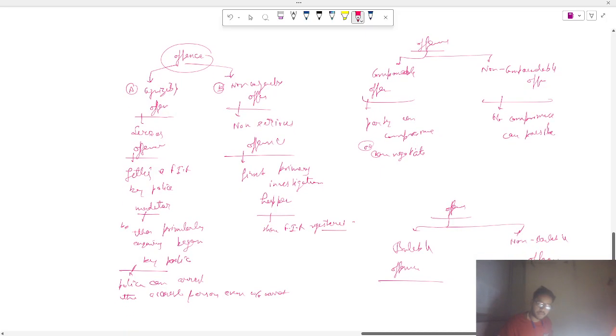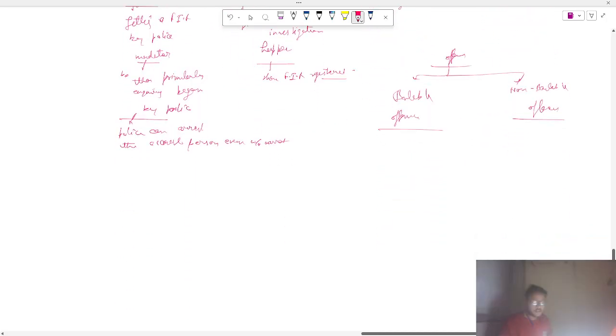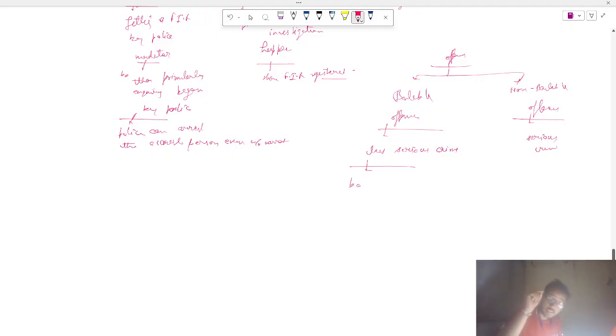So what do we mean by bailable offense? Bailable offenses are basically the less serious crimes, and non-bailable offenses are the serious crimes. In a bailable offense, bail is your right. You have the right to demand bail from the magistrate, and the magistrate must give the bail. That is basically the right.